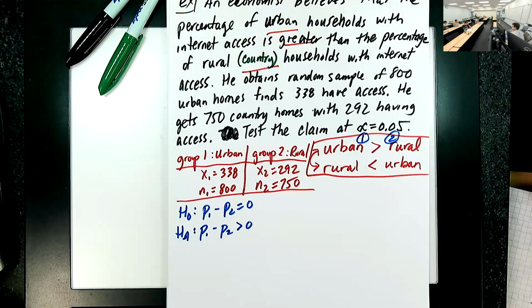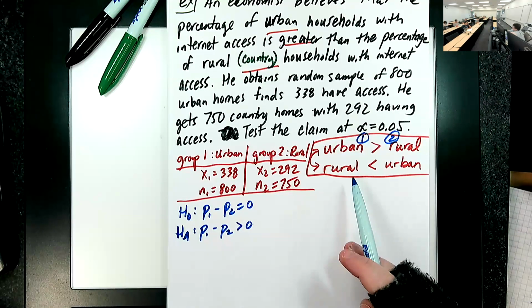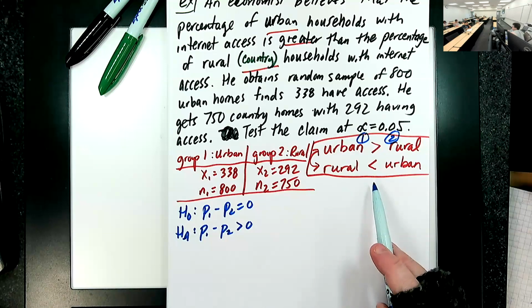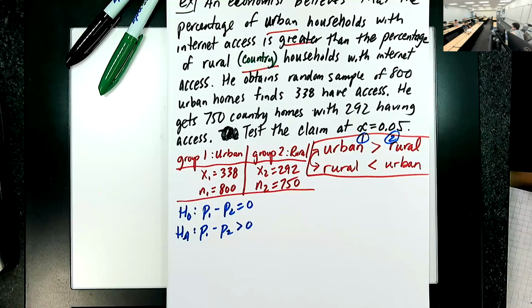If you choose the other order, you've got to change which groups you enter the information in, and you've got to use the other sign. So if you went with country as group 1, you've got to use the less than sign, because otherwise you're not going to get the right answer.